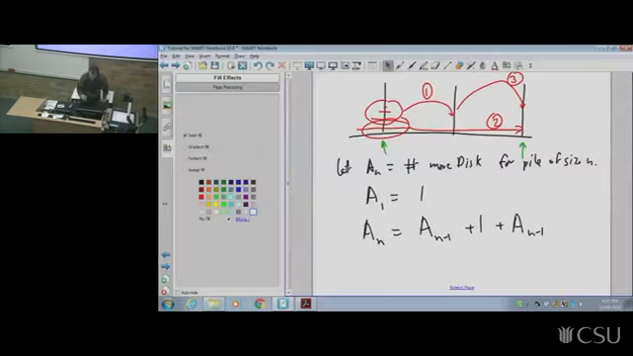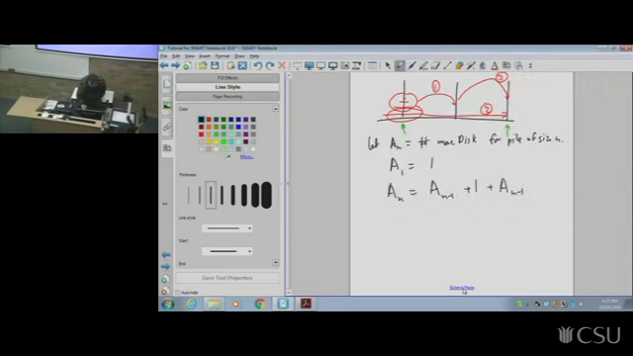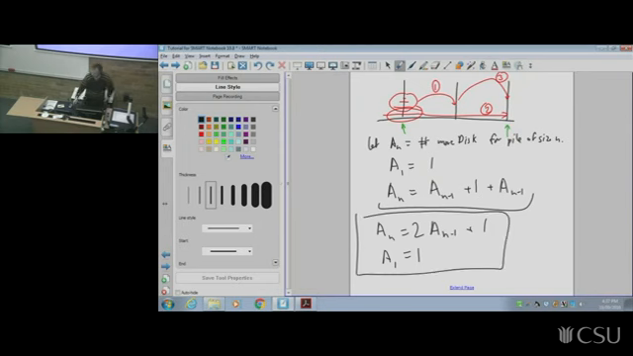So now let's simplify it down a bit. So if I simplify this expression, I get A_n is equal to 2A_(n-1) plus 1, and A_1 equals 1. So the number of move disks required for this function is given by that set of equations. So this is called a recurrence relation.